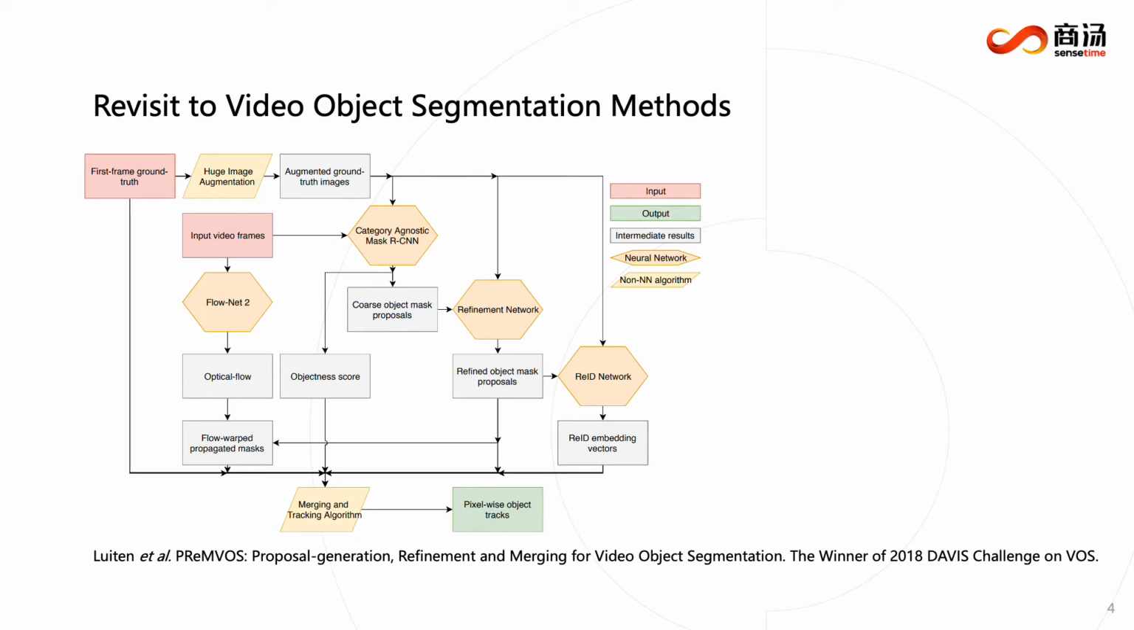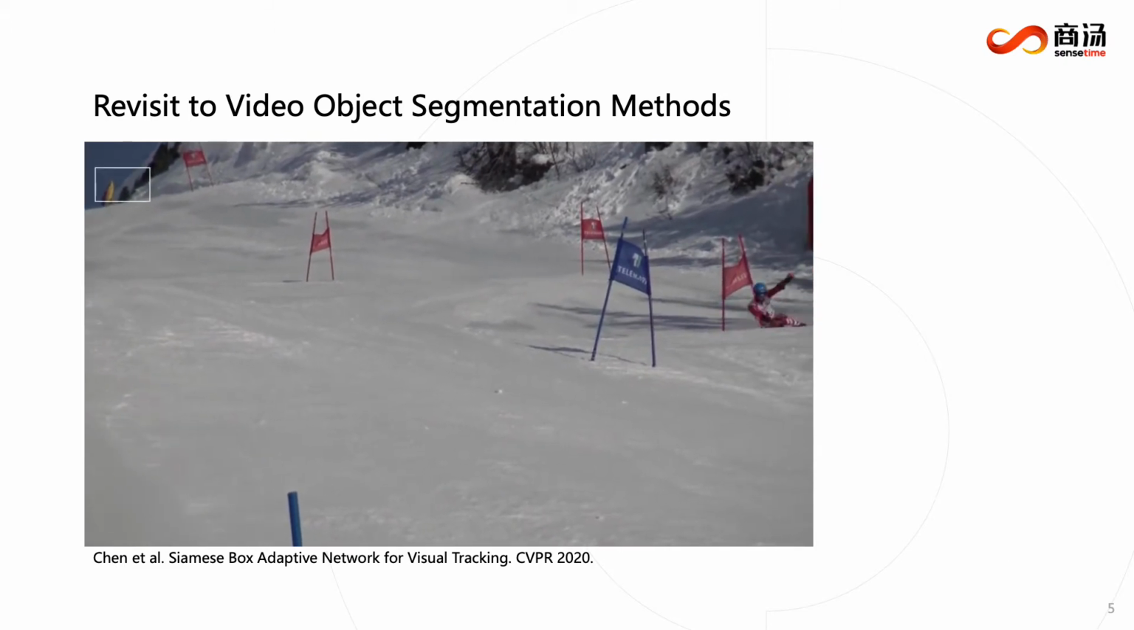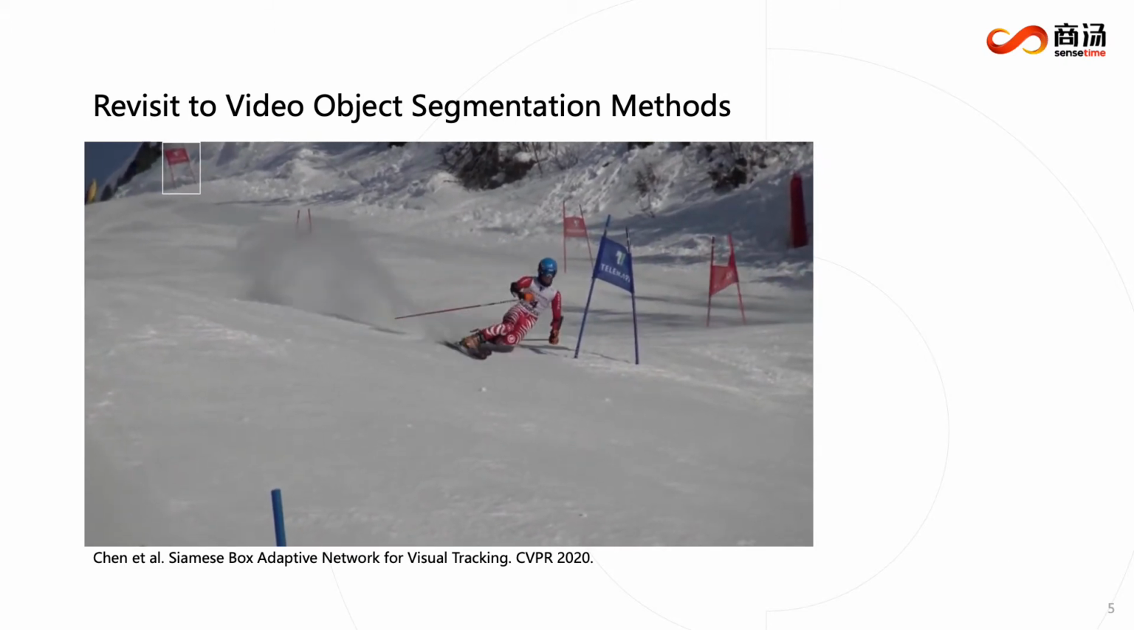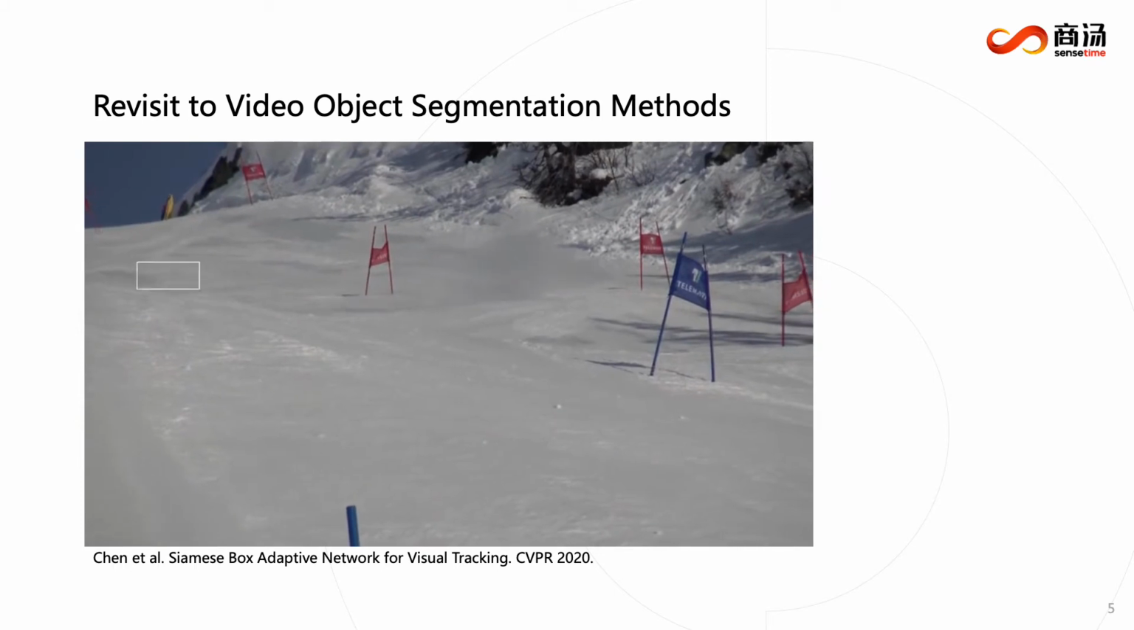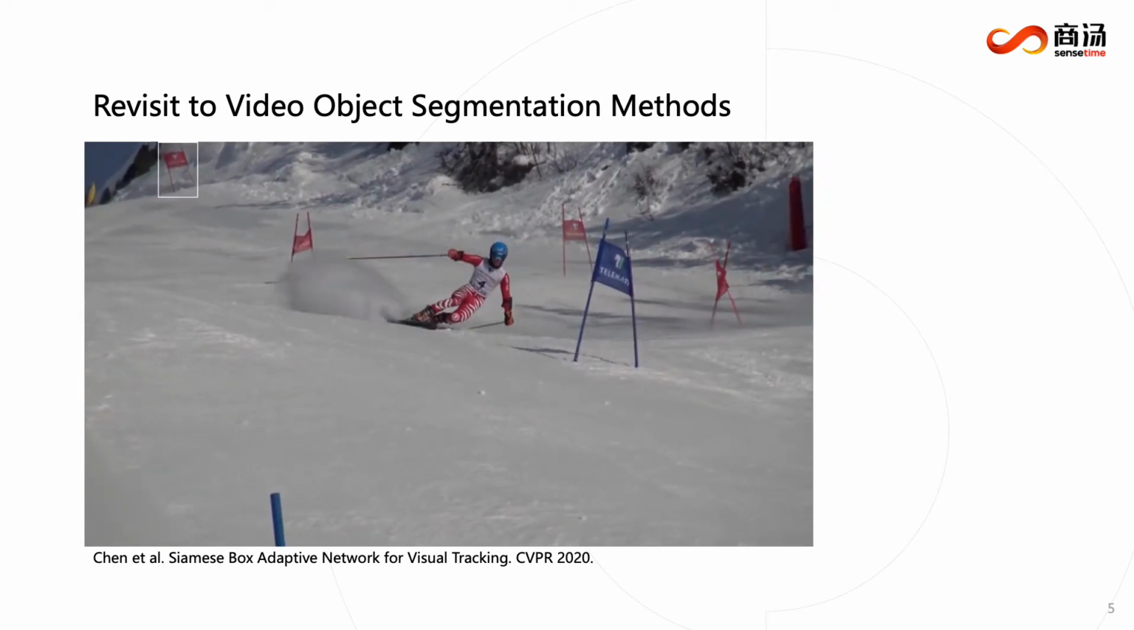More recent methods use multiple networks for optical flow estimation, object tracking, and ReID. Such a complex architecture alleviates the occlusion problem, but it is not time efficient. Moreover, both optical flow and object tracking are not robust to occlusions. Even the latest tracking algorithm cannot get the correct results in this case.